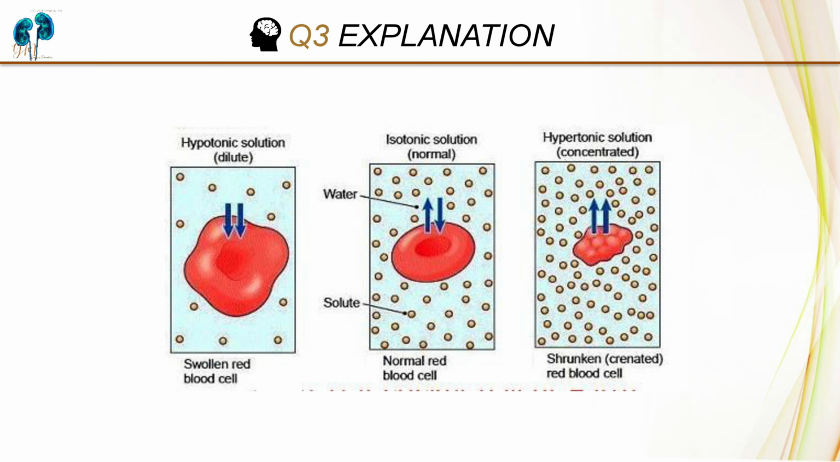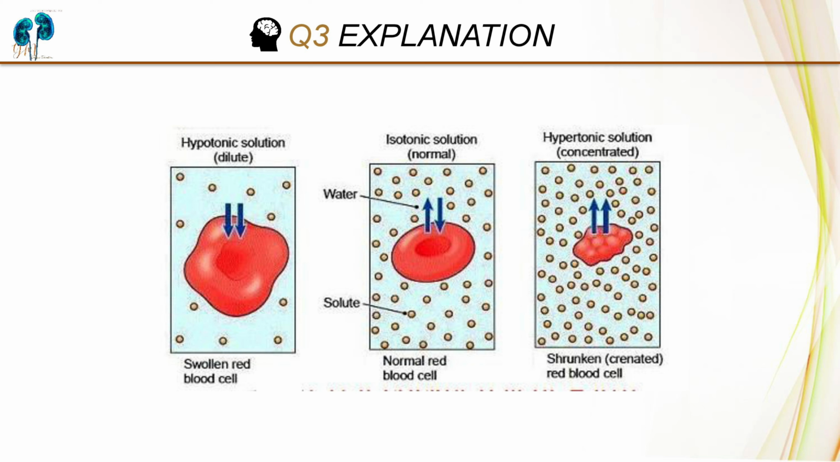So osmosis will occur from inside the cell to outside the cell. So the cell will shrink. That is called crenation. In an isotonic solution there is no net movement. It won't affect the cell membrane. So the answer for the third question is, blood that is exposed to a hypertonic solution may cause crenation.